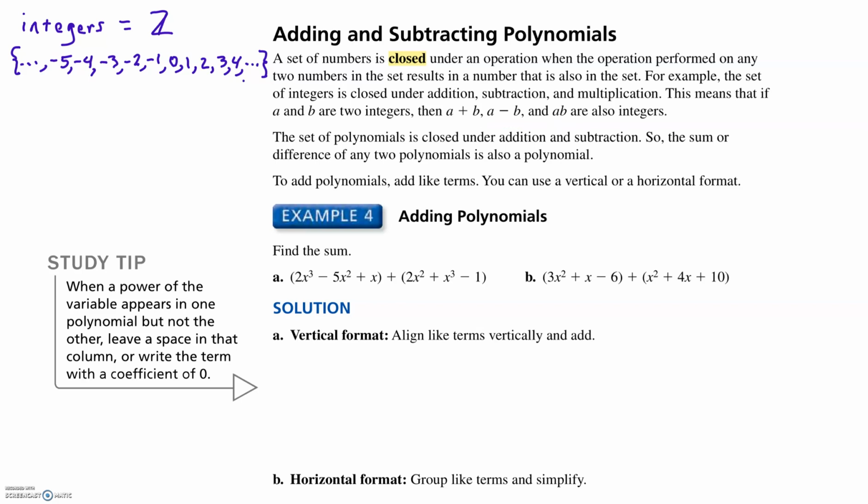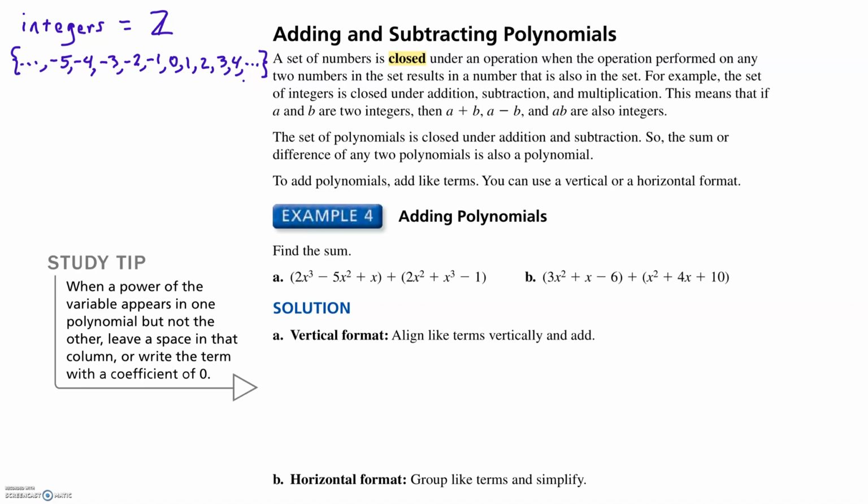We are going to talk about polynomials and how the set of polynomials is closed under addition and also subtraction. And next time we'll see that it's closed under multiplication. So what that means is the sum of 2 polynomials is a polynomial. Remember, sum means add, right? And difference means you're subtracting. So if we add 2 polynomials, we get a polynomial. If we subtract a polynomial from a polynomial, we get another polynomial.